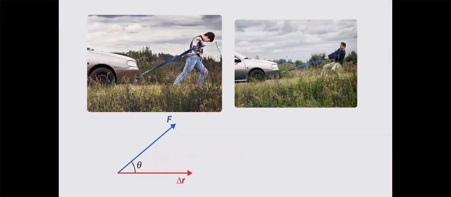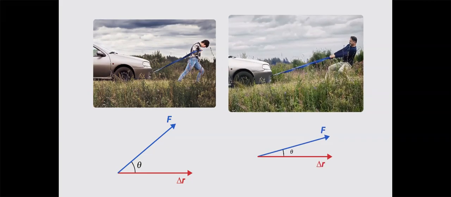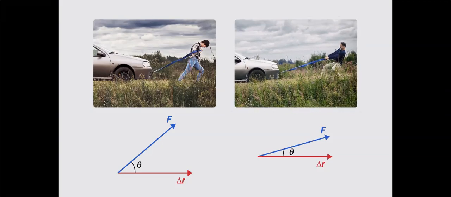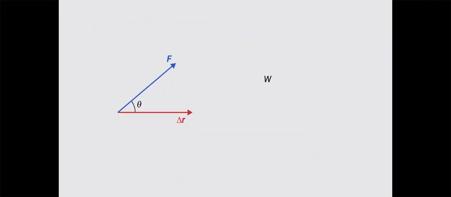In the first case, the force vector is making a large angle relative to the car's displacement vector. In the second case, the force vector is making a smaller angle relative to the car's displacement vector. The work done on an object equals the scalar product between the force vector and the displacement vector. Hence, the magnitude of the work done depends on the angle between the two vectors.